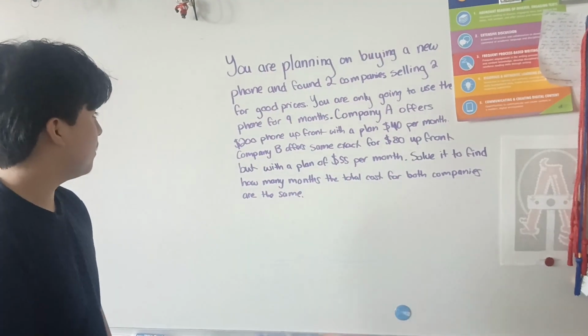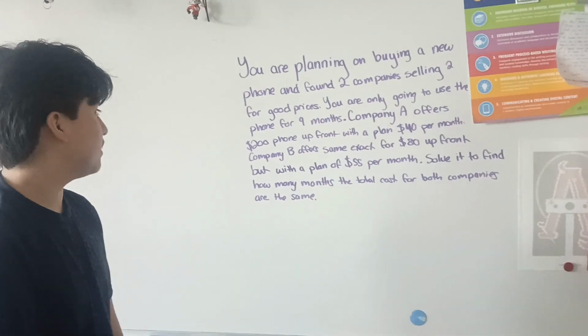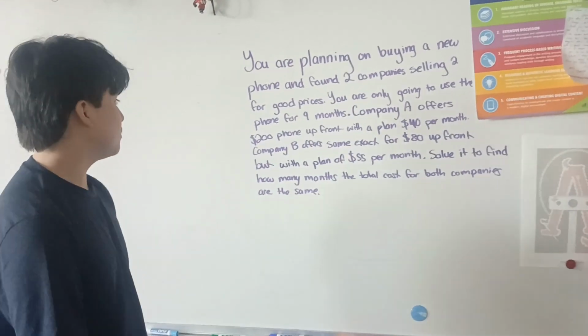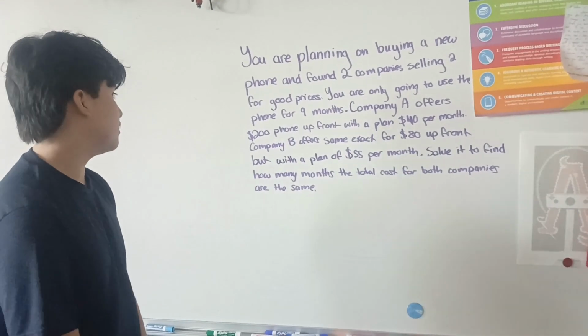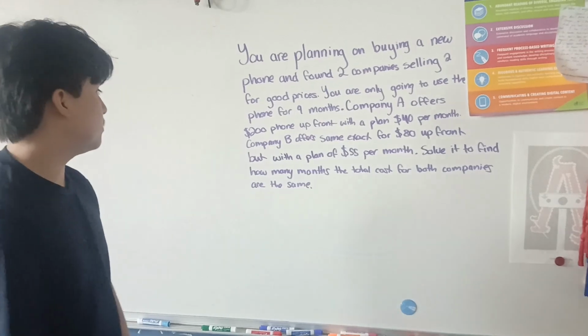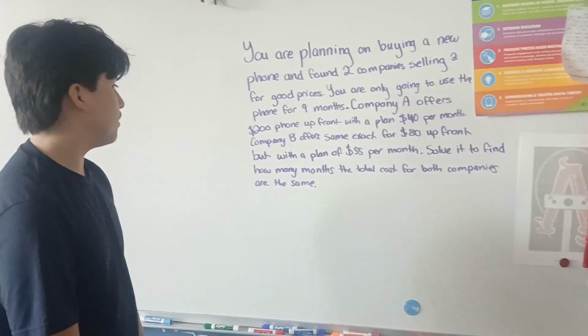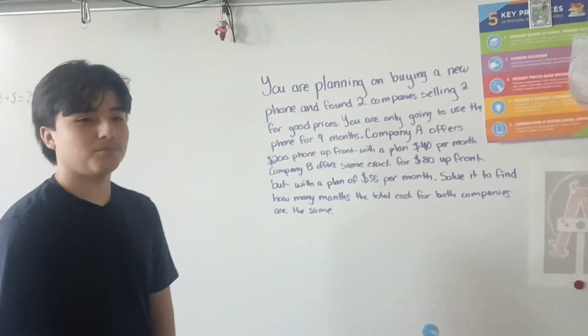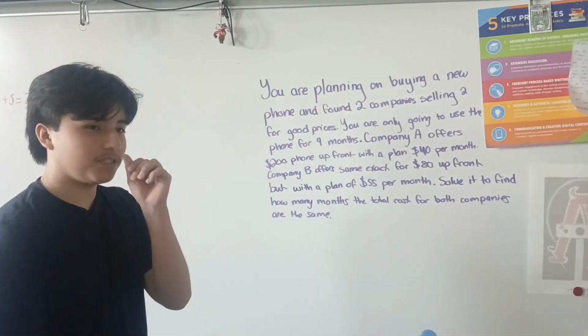You are planning on buying a new phone and found two companies selling for good prices. You're only going to use the phone for 9 months. Company A offers a $200 phone upfront. This is a real world scenario with multi-step equations.